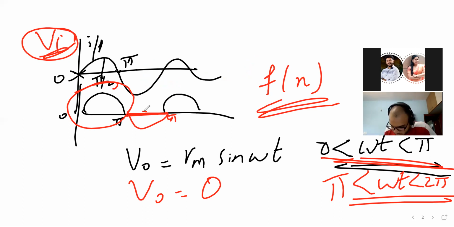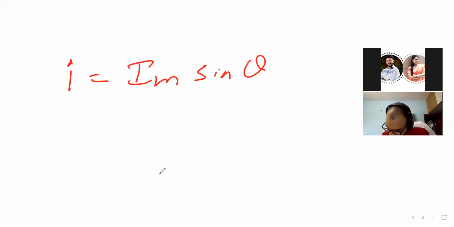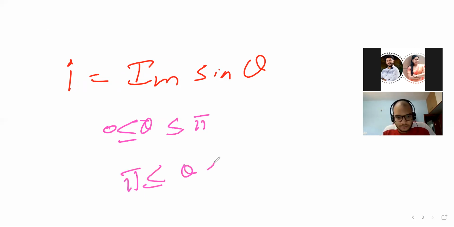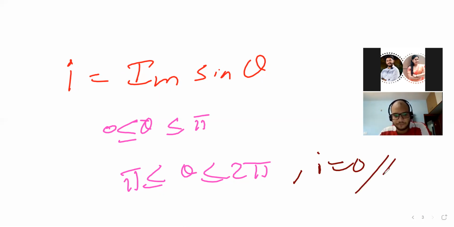From pi to 2 pi, you have to write the same thing here. I is equal to Im sin omega t for what is the interval here? Theta is greater than 0 and less than or equal to pi. Now, if it is pi to 2 pi, it will be what? 0. Very good. So now you got the thing, I is equal to 0. So these are the two things you have to note down.